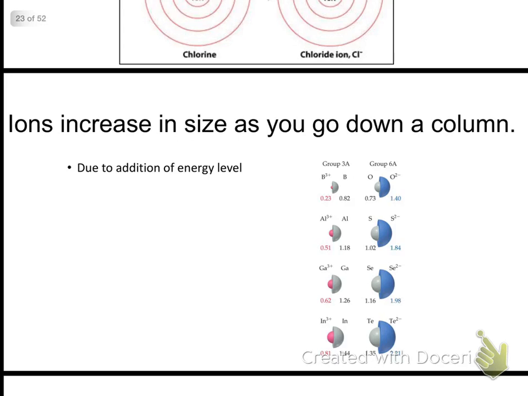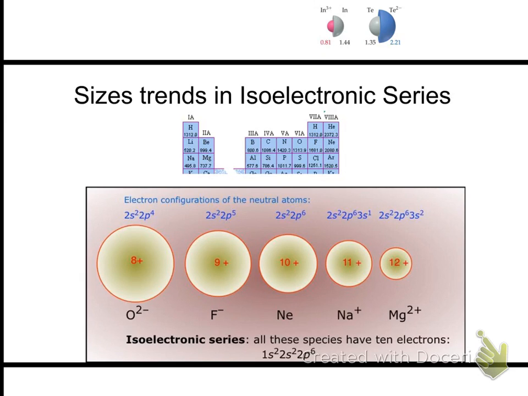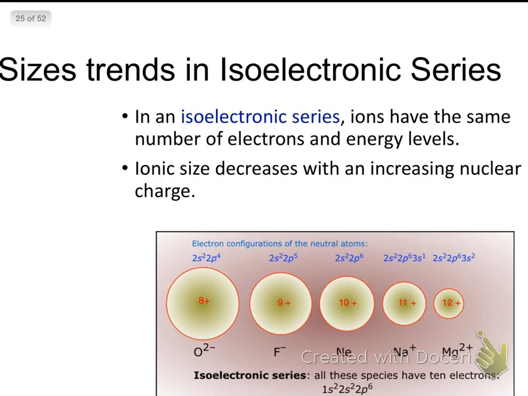If I just compare ions within a group, lithium plus 1 versus sodium plus 1, same thing as with an atom. I'm adding energy levels as I go down, so they're going to get bigger. The other thing we want to talk about is this whole idea of an isoelectronic series. The definition is on this next page. It is one where the ions have the same number of electrons and energy levels.